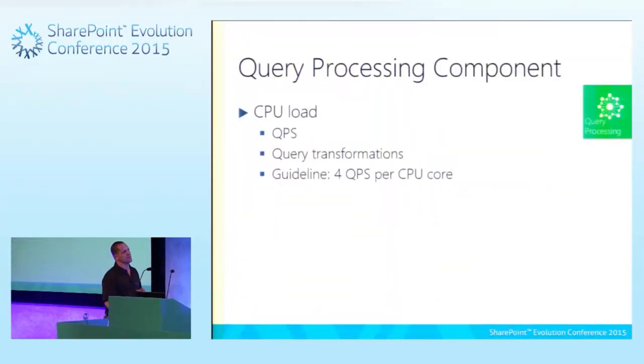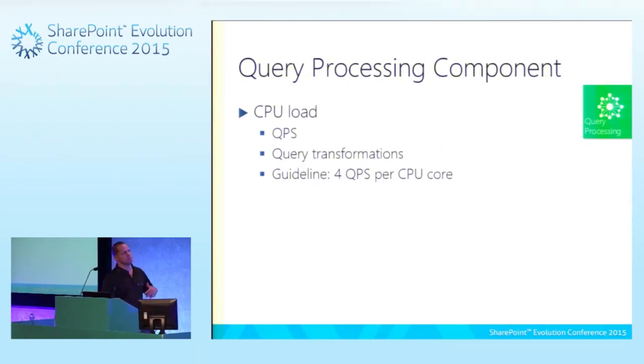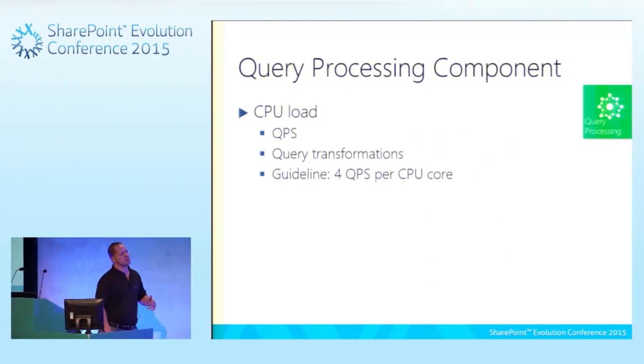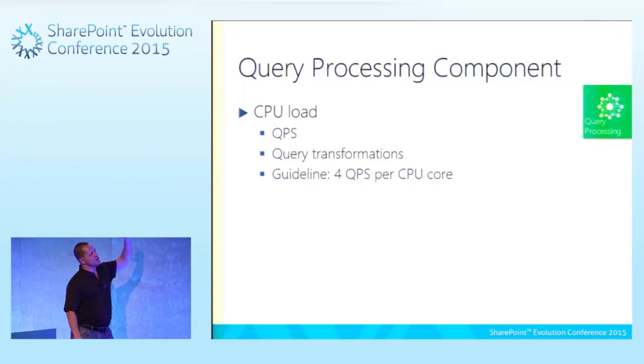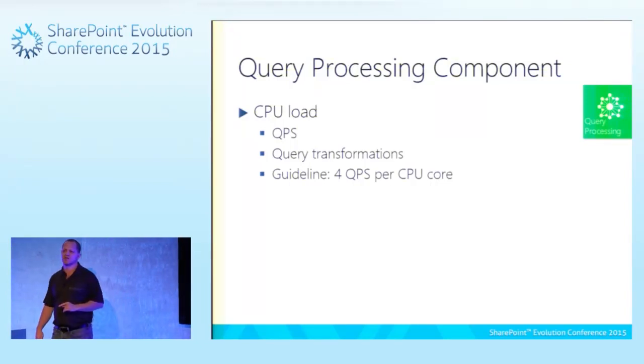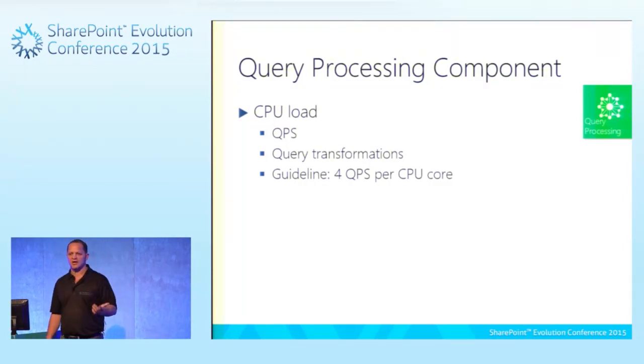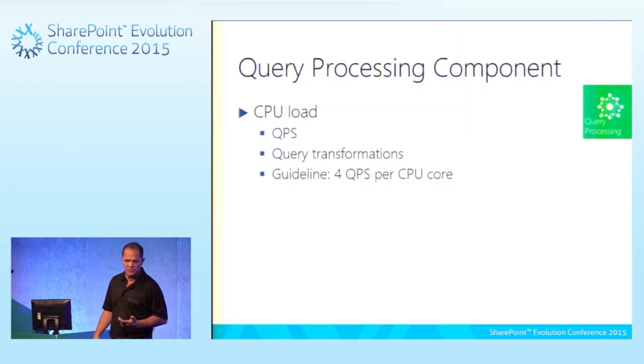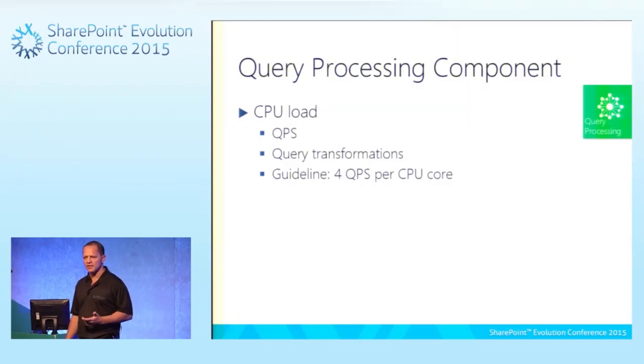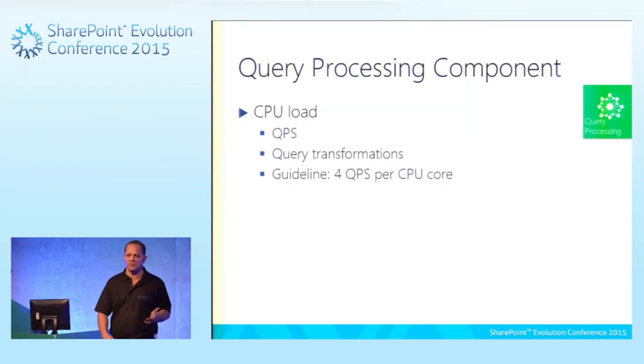Right, query processing component. CPU load is based on the queries per second. How many transformations are we doing? And the guideline here is 4 queries per second per CPU core. I'm mentioning all these things about CPU and cores because a lot of people ask, how many do I need? What happens if I give it 128? Well, it's not going to help you.